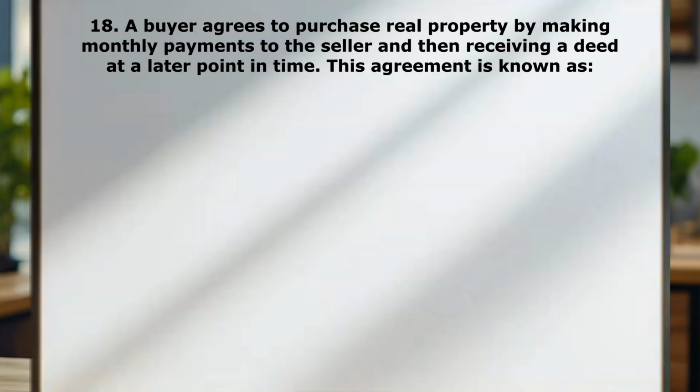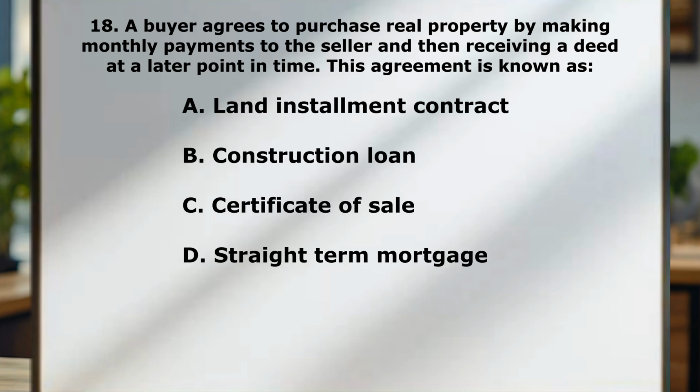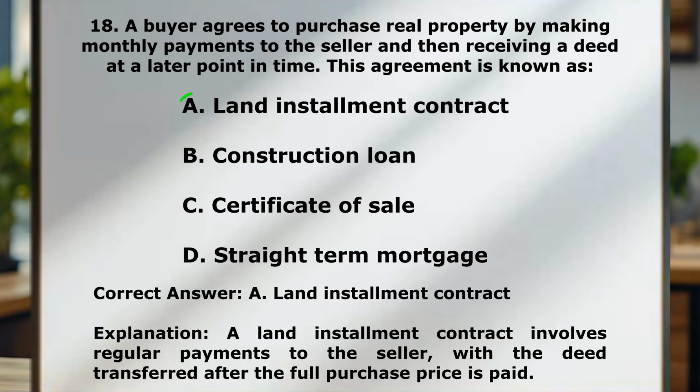The buyer agrees to purchase real property by making monthly payments to the seller and then receiving a deed at a later point in time. This agreement is known as A, land installment contract, B, construction loan, C, certificate of sale, D, straight term mortgage. Correct answer here is A, land installment contract. So, land installment contracts involve regular payments to the seller with the deed transferred after the full purchase price is paid.